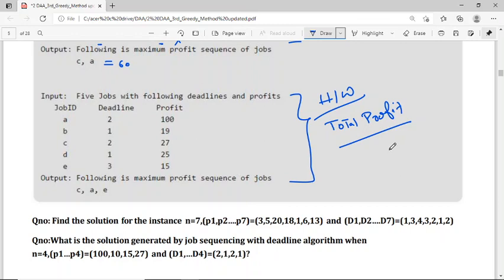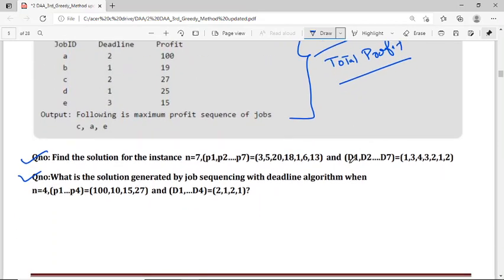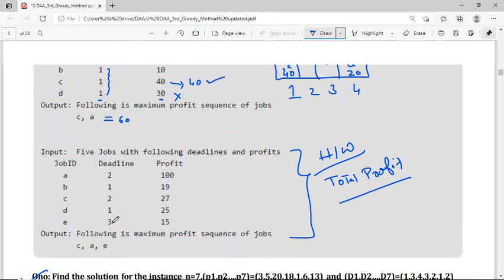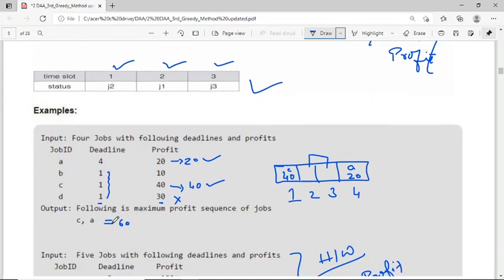And the same, this job sequencing with deadline problem is here also. This problem came in the exam. In the exam it will give the problem like this: n is equal to 7, p1 to p7 are 3, 5, 2 and so on, and the deadlines are 1, 3, 4, 3, 2, 1, 2. These 2 programs came in previous exams. So this is about job sequencing with deadline.